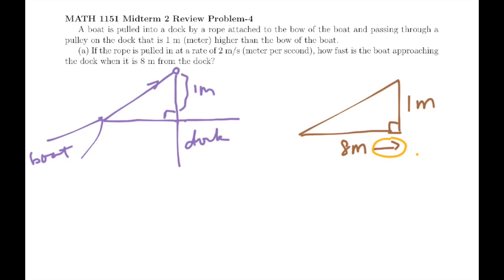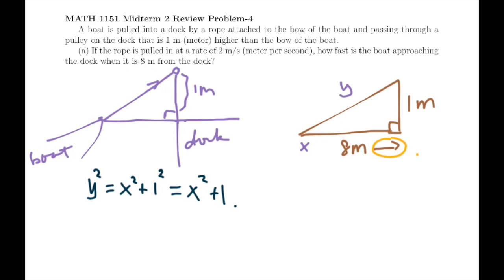Now, because we have a right triangle, we let this side be x, because it is always changing, and this hypotenuse be y. By the Pythagorean theorem, we get a relationship between x and y, which is y squared, the hypotenuse squared, equals x squared plus 1 squared, which is just 1.